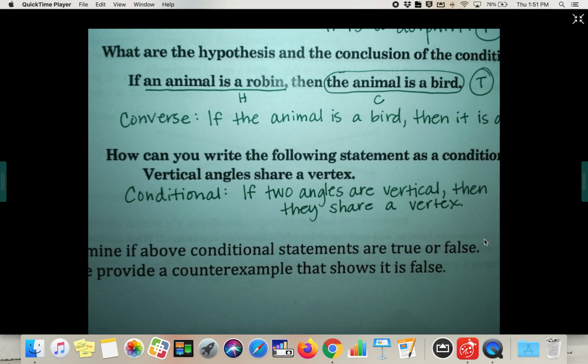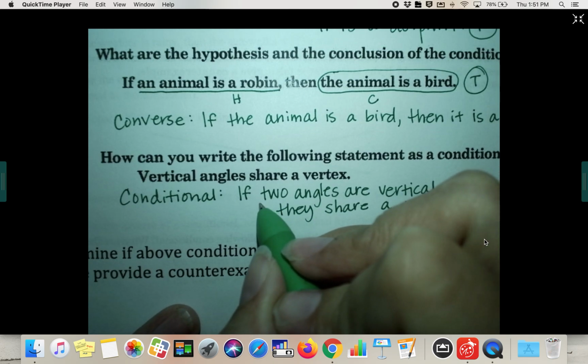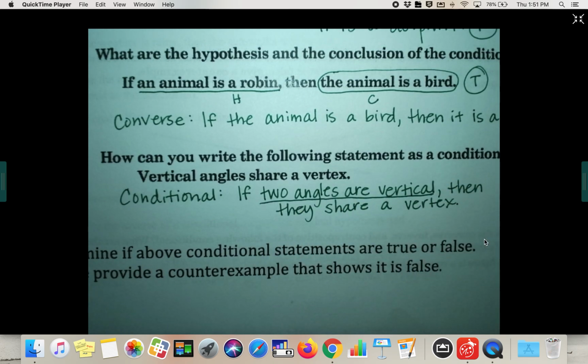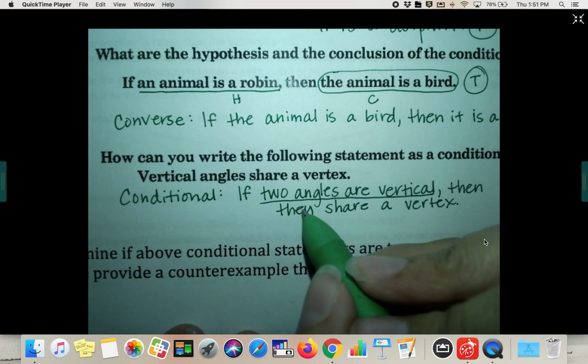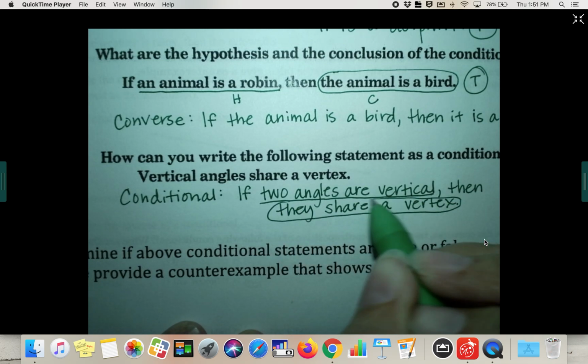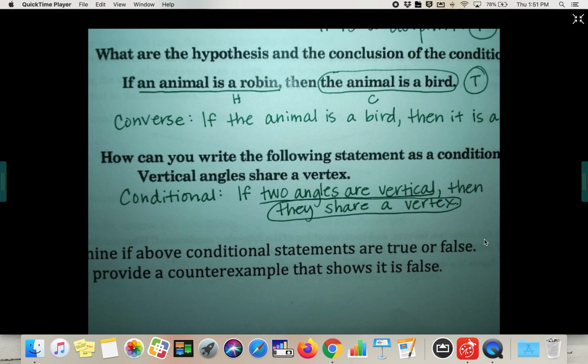All right, let's practice underlining the hypothesis. If two angles are vertical, and we'll circle the conclusion, then they share a vertex. Is that true or false? If two angles are vertical, then they share a vertex. That would be true.